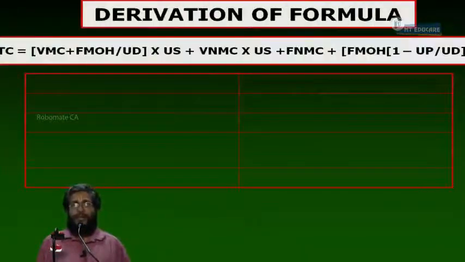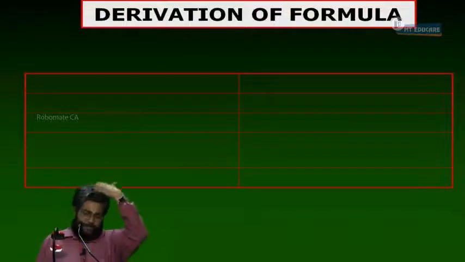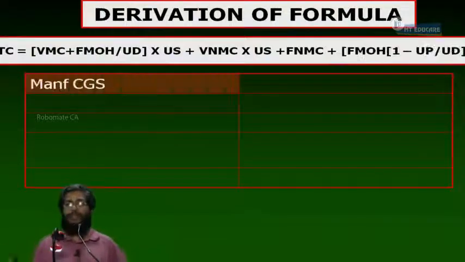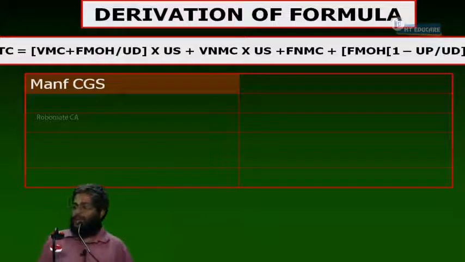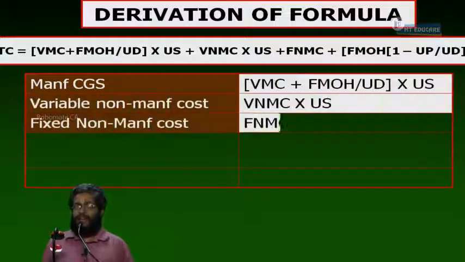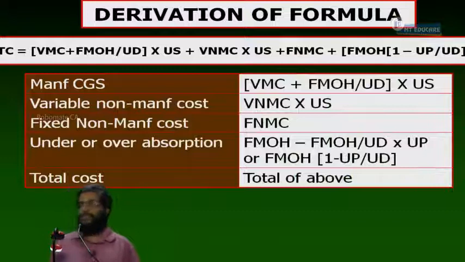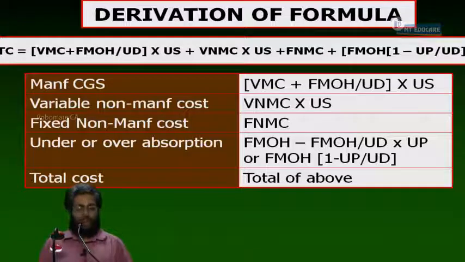Point number 1: derivation of formula. Write as I dictate, don't copy as it is from the slide. In that write A: calculation of total cost. Underline that. You will copy the table first and then the box later. That's the conclusion.